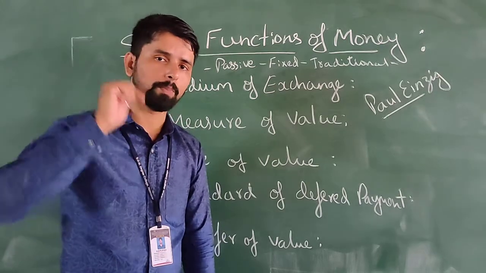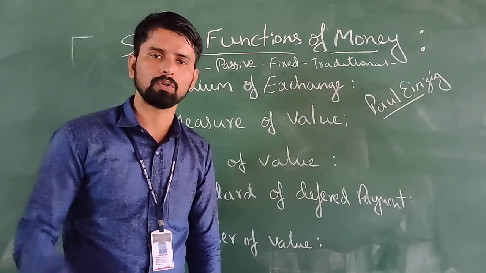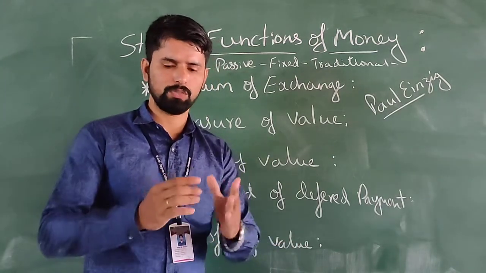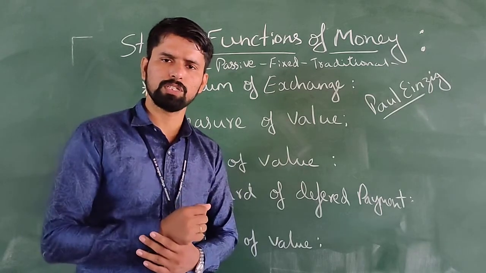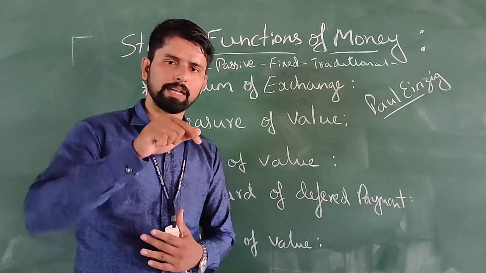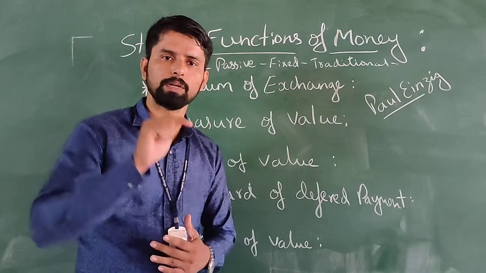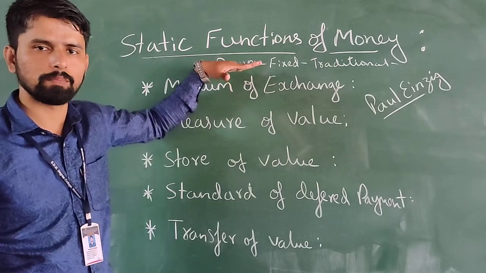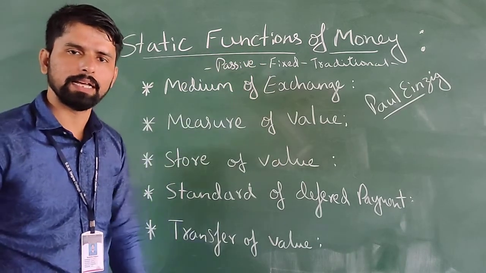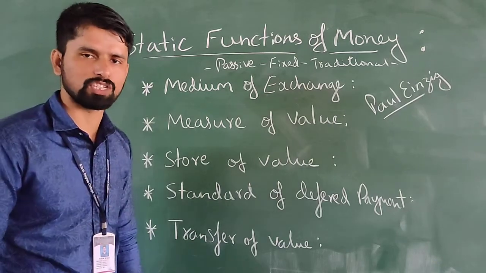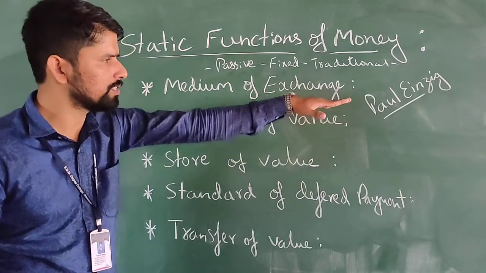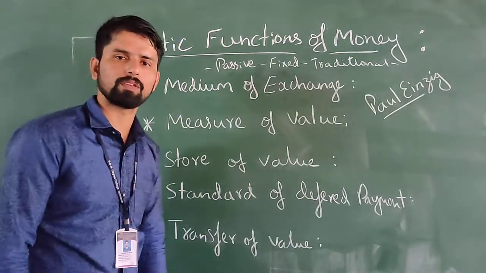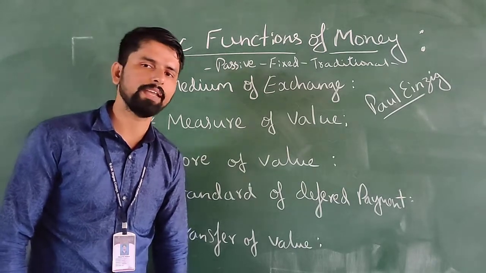So according to Professor Walker, money is what money does. Money is what money does. The definition is very short, but it has depth of knowledge. Money is what money does means money has fixed functions, money's role in the economics and individual transactions. So that's why Paul Enzig described those fixed functions as the static functions of the money.